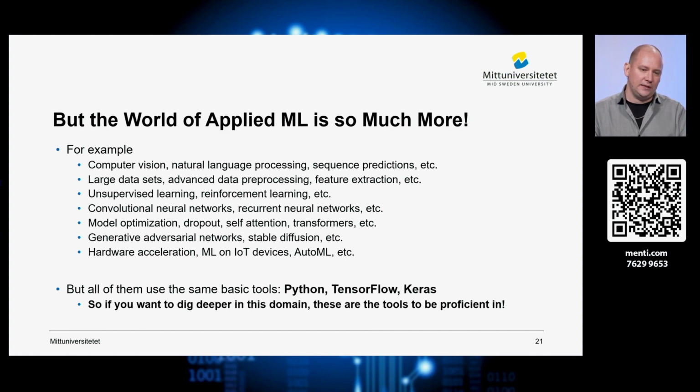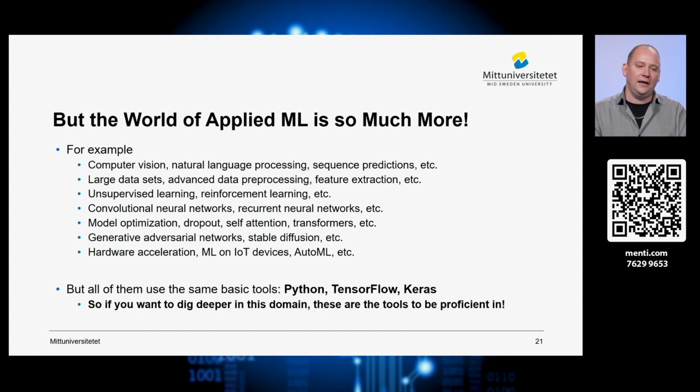There exist systems called generative adversarial networks that are used for deep fakes, for example. Stable diffusion, which is used for generating images from text that you maybe have seen. And then there's a lot that deals with hardware acceleration, making machine learning run on smartphones and IoT devices. And there even exist topics such as AutoML, basically a machine learning system that does the hyperparameter tuning automatically for you, for example.